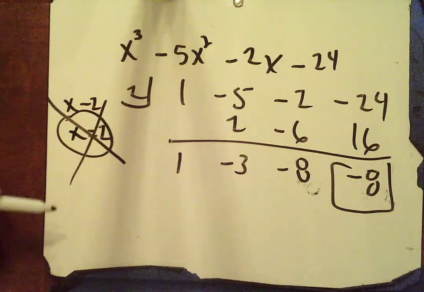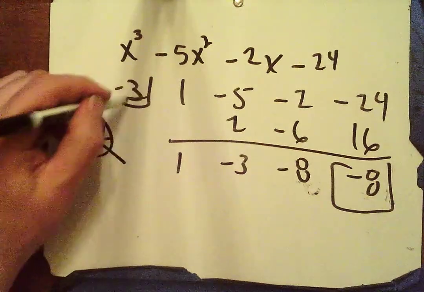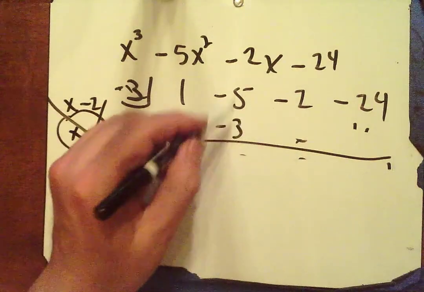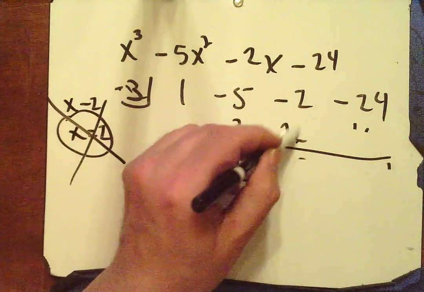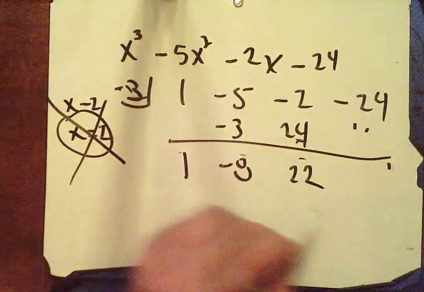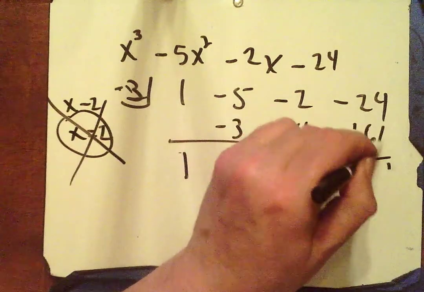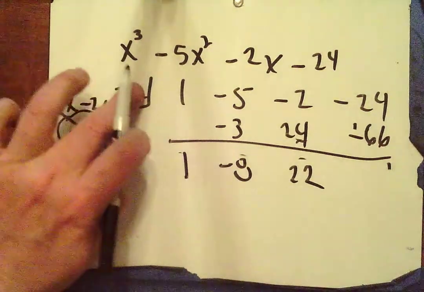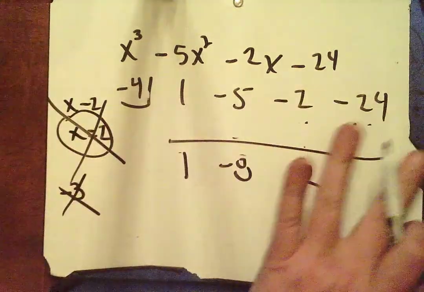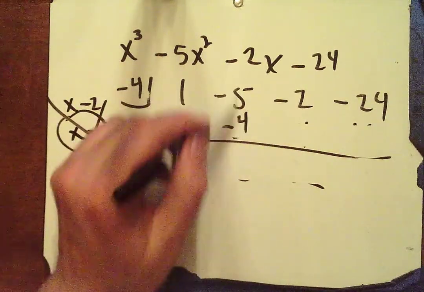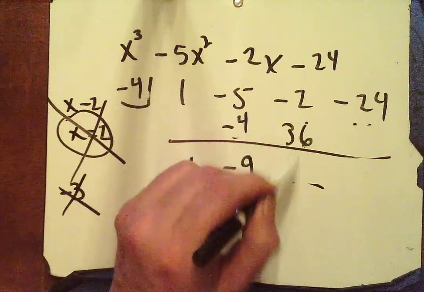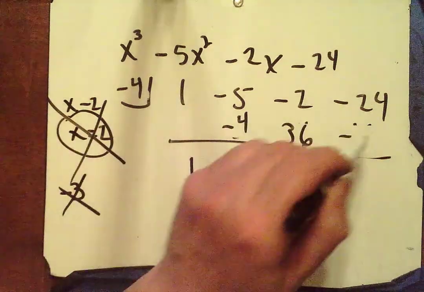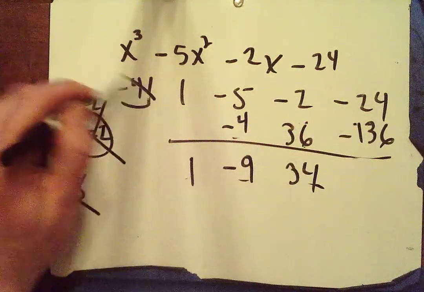What's the next one? Ooh, negative 3. So I bring down the 1, negative 3, there's negative 8, there's positive 24, there's positive 22, times a negative 3 is negative 66, and that's not going to be 0. So negative 3 doesn't work. How about negative 4? So I bring down the 1, negative 4, negative 9, 36, 34, no, 120, 136? No, that doesn't work.